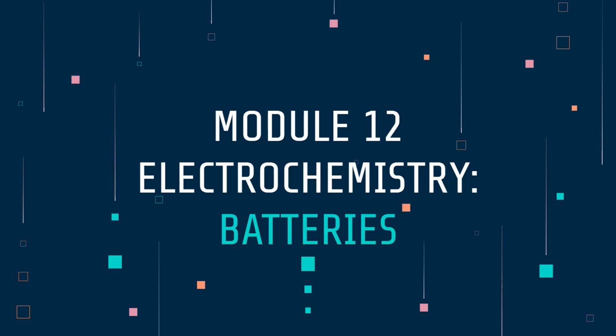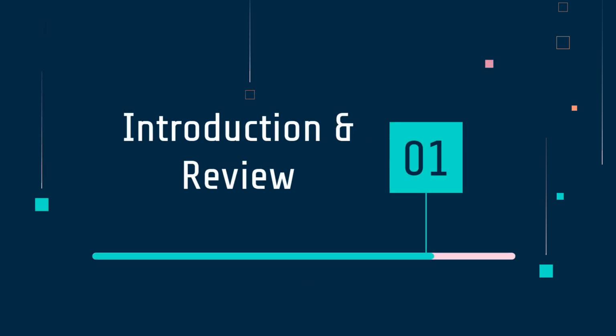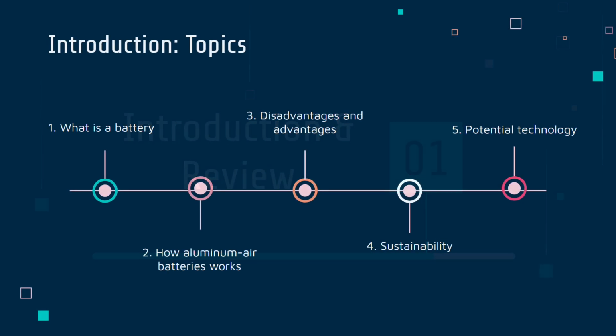In this tutorial, we'll be talking about Module 12 Electrochemistry Batteries, more specifically aluminum air batteries. Introduction and Review. The topics that will be covered in this tutorial are: what is a battery, how aluminum air batteries work from a chemistry perspective, what are the disadvantages and advantages of the aluminum air battery, what is the sustainability of the aluminum air battery, what potential technology can the aluminum air battery provide.